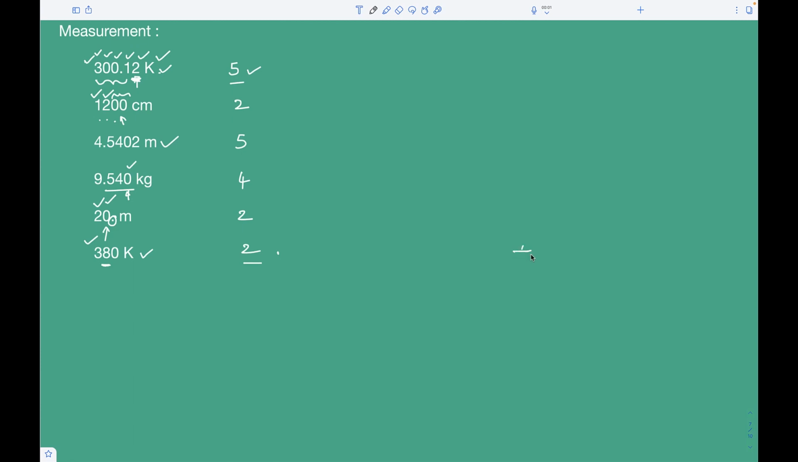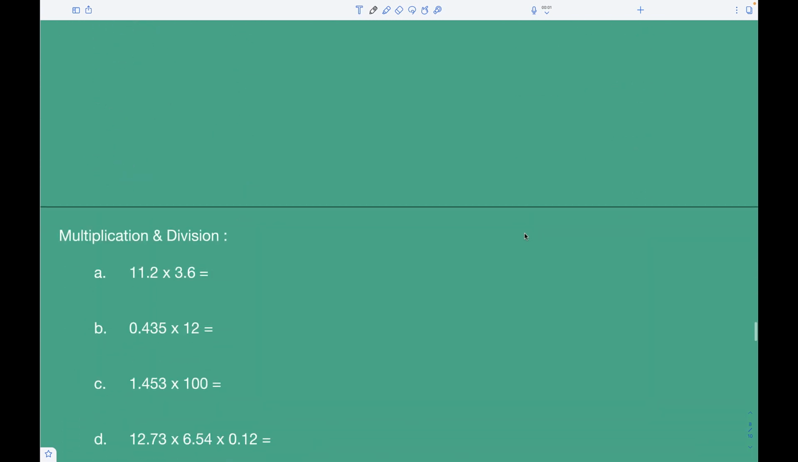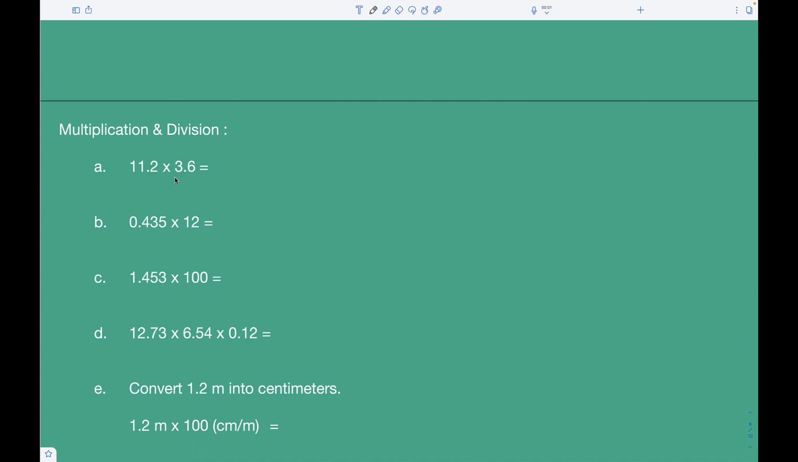Now, there are 4 basic arithmetic operations: addition, subtraction, multiplication, and division. And we have to deal with multiplication and division separately from addition and subtraction. And let us deal with these 2 operations first. Say we have to multiply these 2 measurements, and when you multiply these 2, you would get 40.32. And each number present in a calculation is called a term.